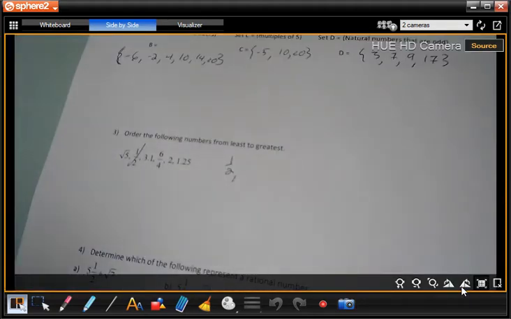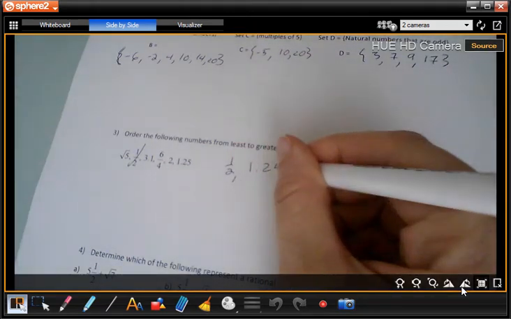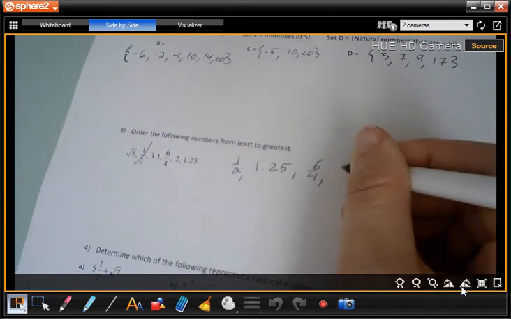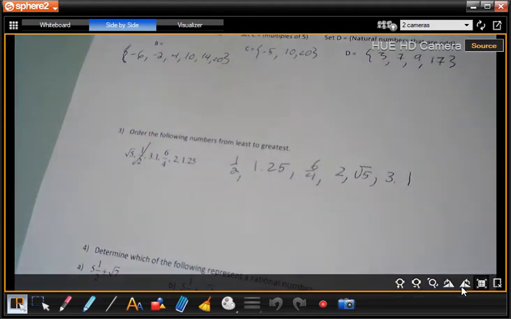One-half is the smallest. And then we have 1.25. And then 6/4, 2, square root of 5, and 3.1. Again, I found those by turning them all into decimals first.